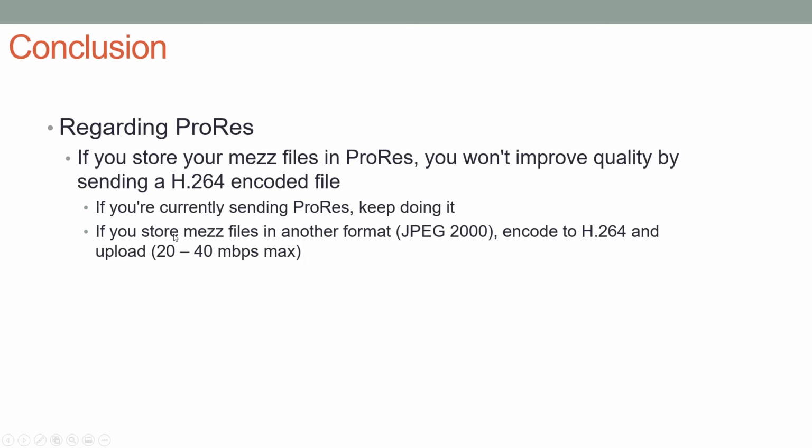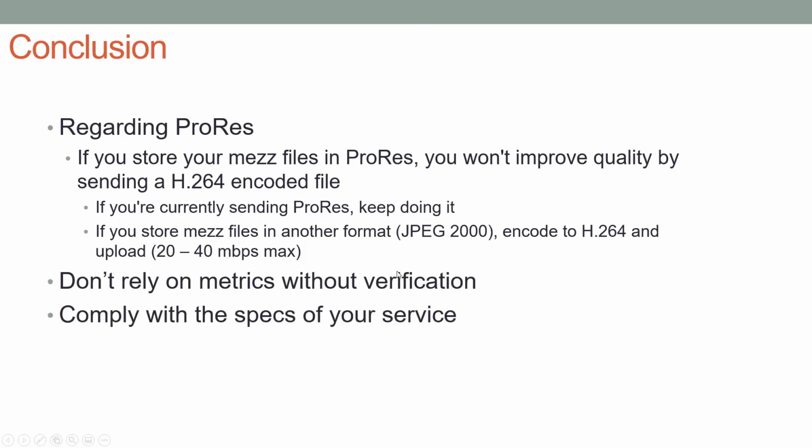If you store your mezzanine files in another format, like JPEG 2000, I would encode to H.264 and upload at 20 to 40 megabits per second max, as opposed to ProRes. Don't rely on metrics without verification. Always look at the low frame scores and the frames associated with those scores, and always comply with the specs of your service.